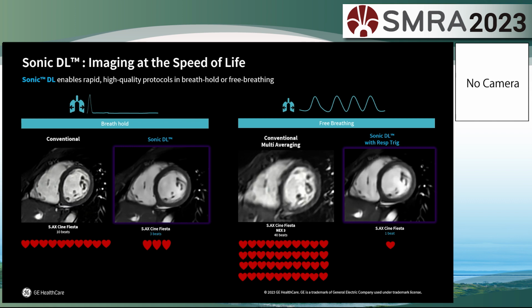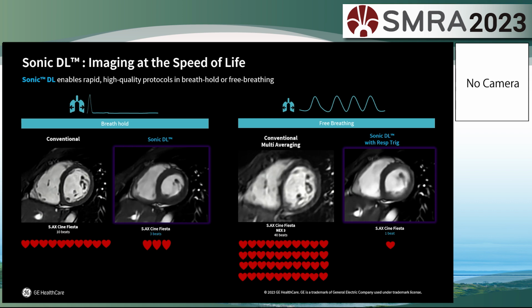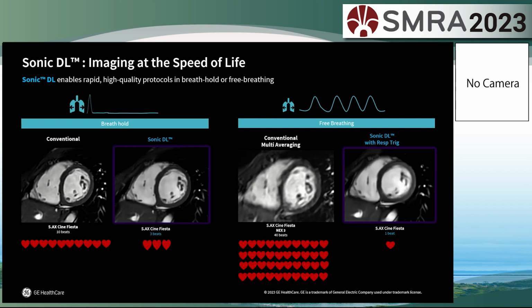On the right side, the Sonic DL also can be used with the respiratory triggered scan. So if you prescribe the very high acceleration, you can get the single heartbeat cine imaging shown on the right side.